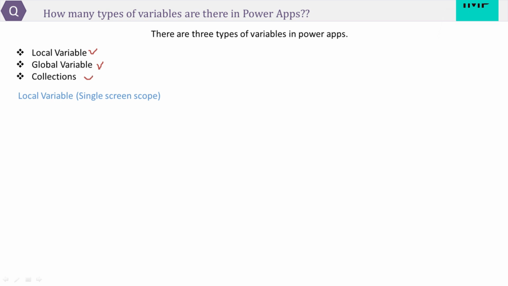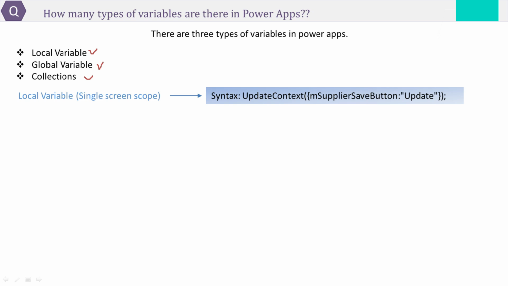Let's see the syntax. This variable is declared by the UpdateContext function, and within that you pass the variable name and its value. So in this example, mSupplierSaveButton is the name of the variable and Update is the value of this variable.